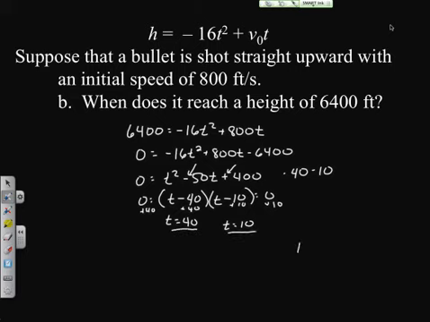So in other words, think about it. It's going up and coming back down. This is when t is 10. This is when t is 40, those two spots. So it's going to hit that elevation twice.